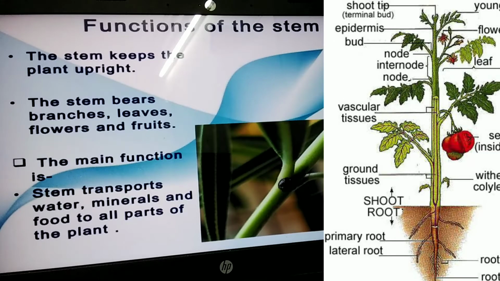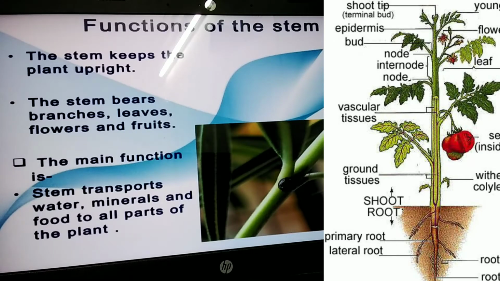Buds which grow into branches or flowers are seen at the tip of the stems and in the axil of the leaves. The bud which grows at the tip of the stem is called the terminal bud, and that which grows in the axil of the leaf is known as the axillary bud.